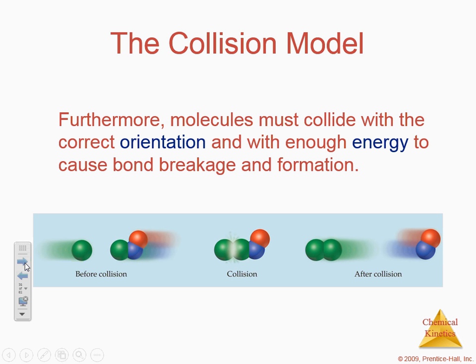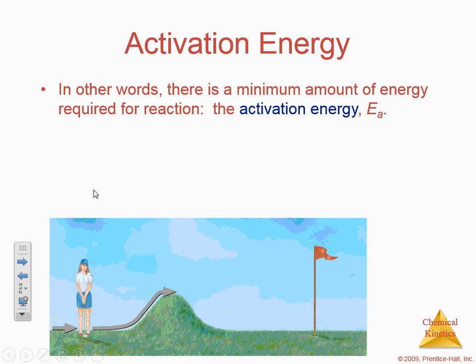So what that's saying is it takes a little bit of energy for bonds to break. If this energy is not present in a reaction, your reaction's not going to be able to take place. So you have before the collision, during the collision, after the collision. However, it takes energy for these molecules to move around and collide, and that energy is called the activation energy. That's the minimum amount of energy required for the reaction to take place. It's abbreviated EA.